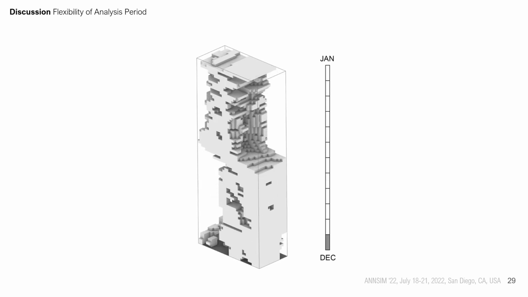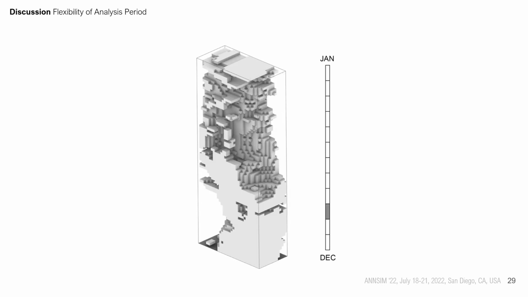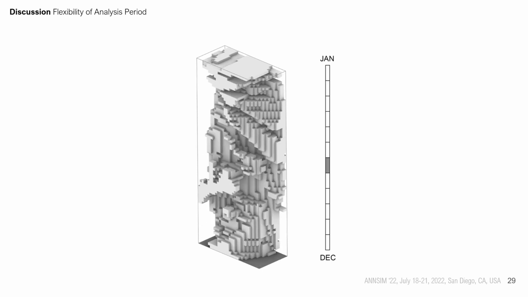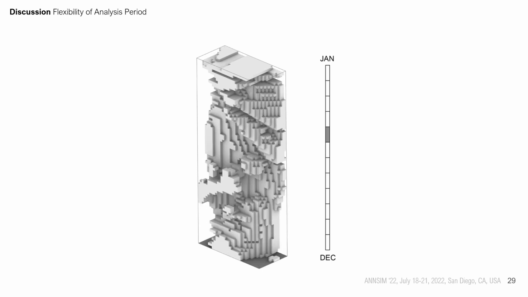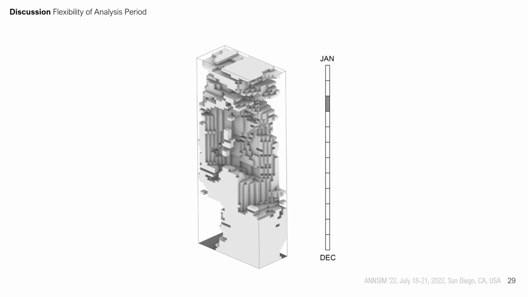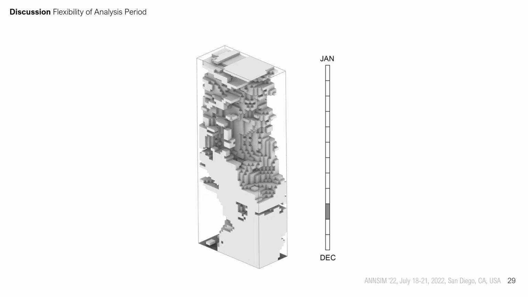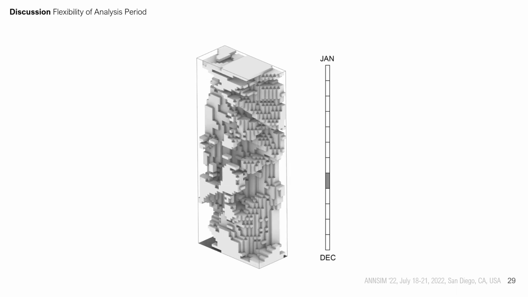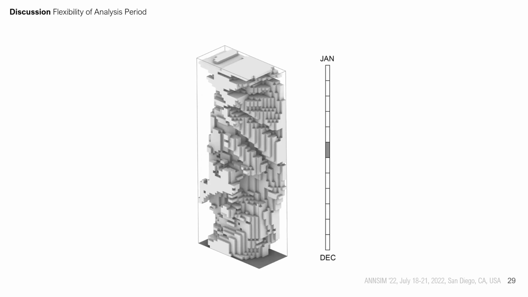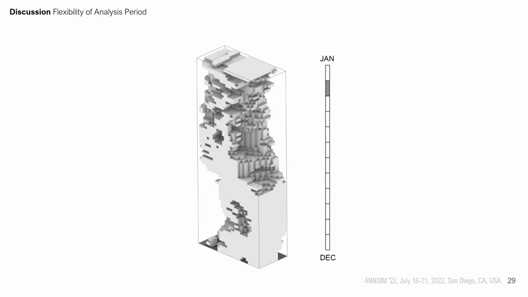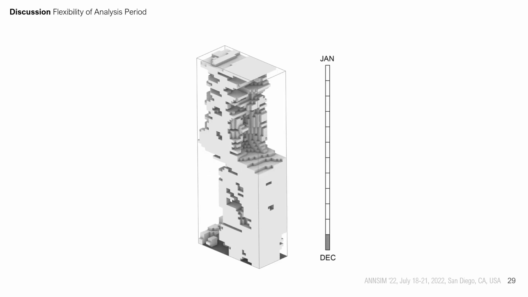So moving on to discussion. This is a GIF we put together of all the results from all 12-month analysis periods. And we did this to highlight the framework's flexibility, and you can already see how this kind of graphic could be useful to the designer to gain a better understanding of how solar radiation is reaching a 3-dimensional site place throughout the year.